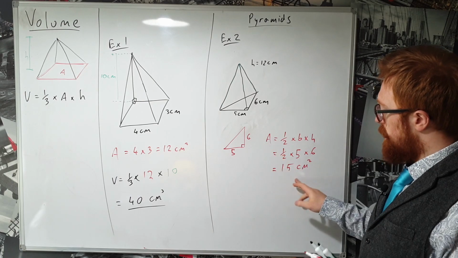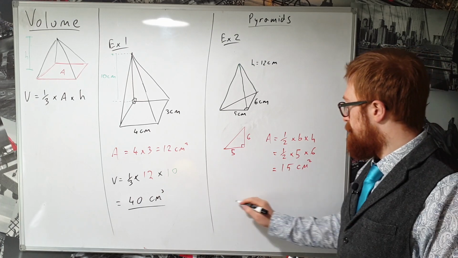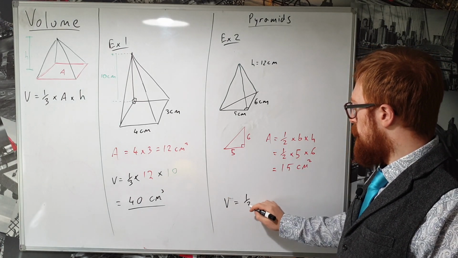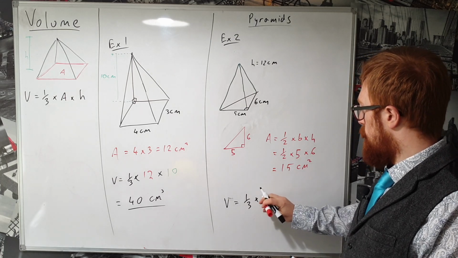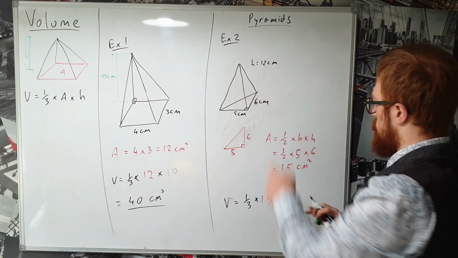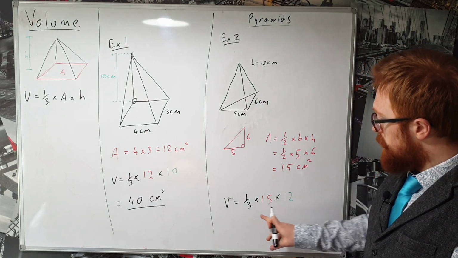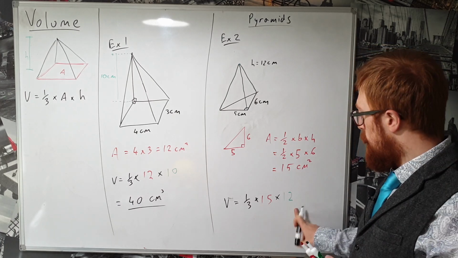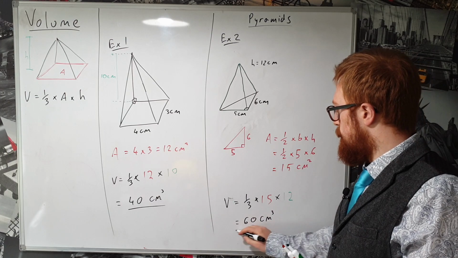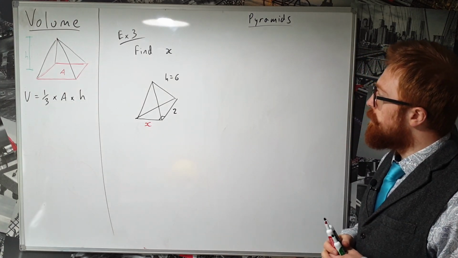So now my area is 15 centimetres squared, and I can use my formula the same as I did before. So my volume is equal to 1/3 times by the area, which is 15, times by the height, which we're told is 12. Okay, so 1/3 of 15 is 5, and 5 times 12 is 60 centimetres cubed this time. Brilliant. Okay, so on to our third example here.